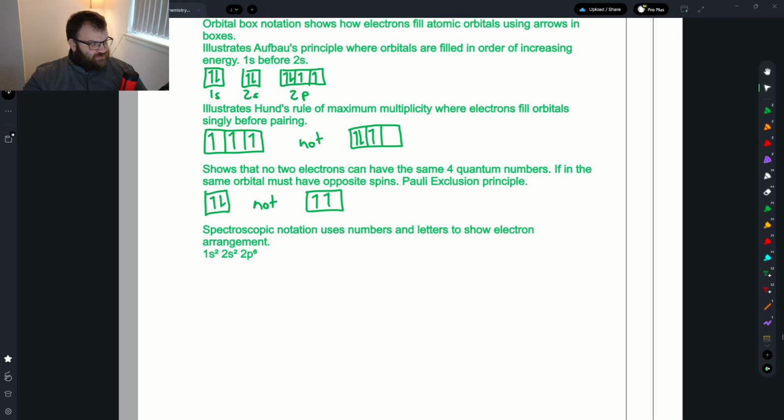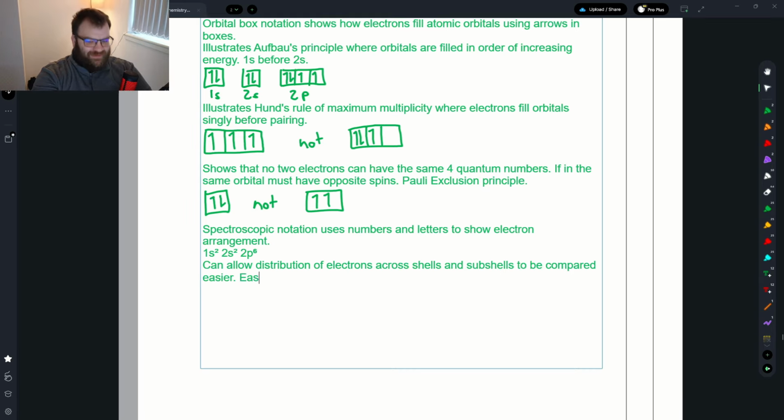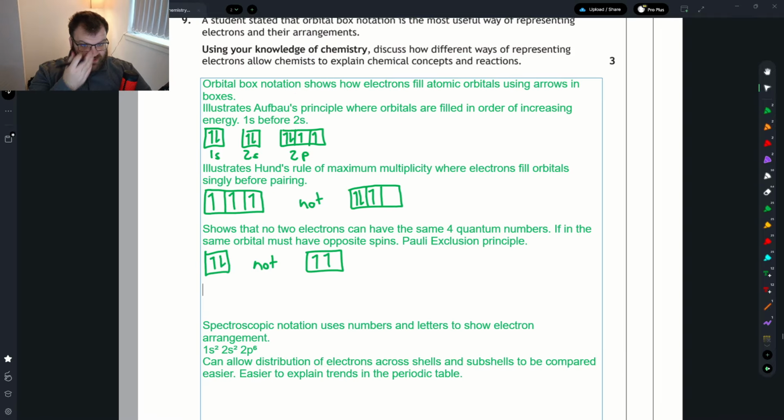Going into a second type of notation, we can use spectroscopic notation, which is the 1s2, 2s2, 2p6, and onwards from that. I'm saying it's going to be easier to compare different chemicals because it's more at a glance. You can see the differences between them. So if the second one had 2p4 or whatever it might be, in my opinion, it's easier to explain trends in the periodic table. And then rolling back to the orbital box one, that makes it easier to visualize half-filled and filled subshells. You'll see that instantly.